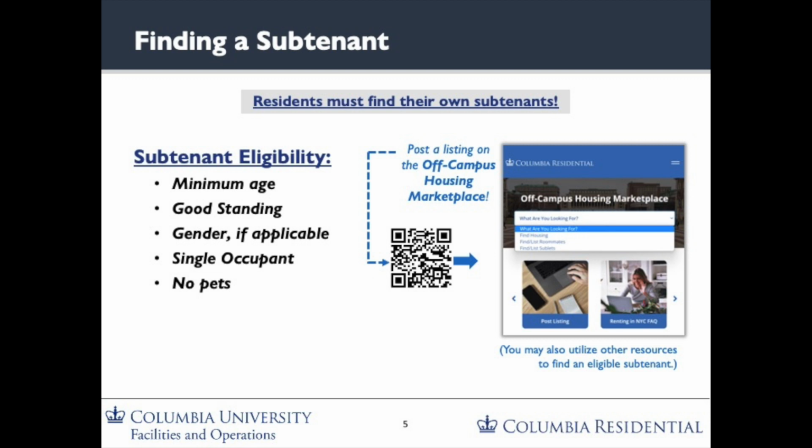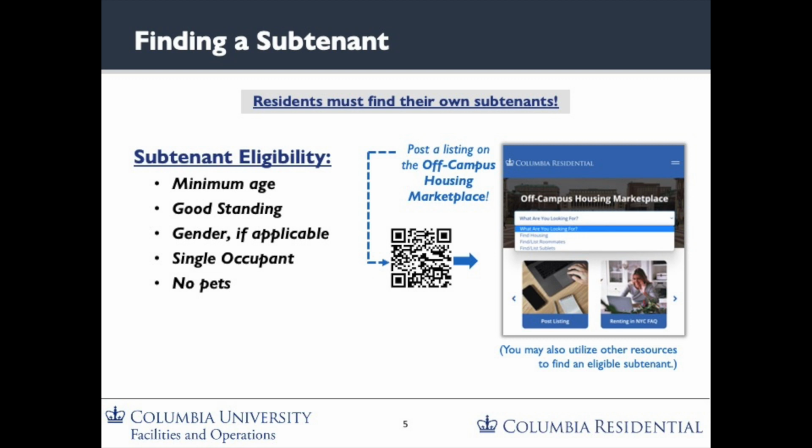Basically, they have to be at least 18 years old. If they are a student, they have to be in good financial and conduct standing in order to sublet. In regard to gender, and this is for students, not for faculty, if the resident is in single gender housing, then the subtenant must be the same gender. We stick to that. And if you are in a single occupancy only dorm or apartment, that means you can only sublet to one individual. So you can't sublet to a couple if you are in a single occupancy unit.